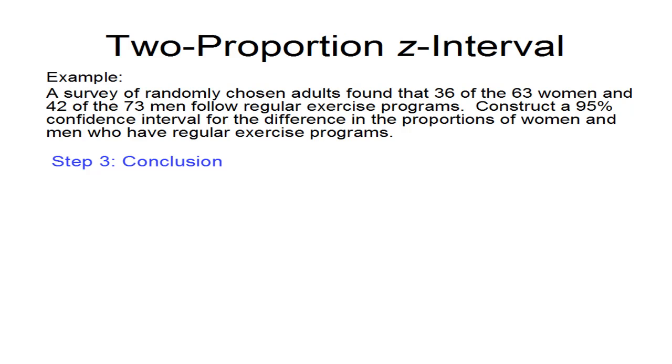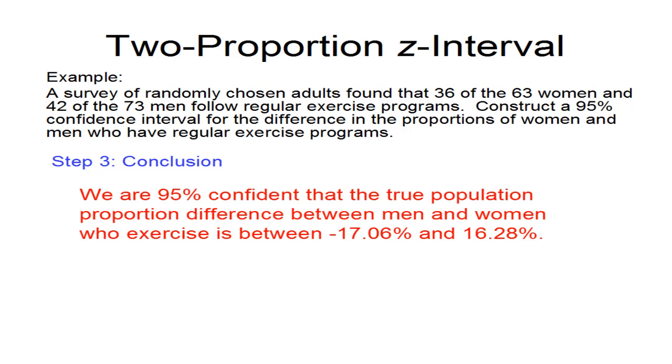Step 3 is our conclusion. We are 95% confident that the true population proportion difference between men and women who exercise is between negative 17.06% and 16.28%.